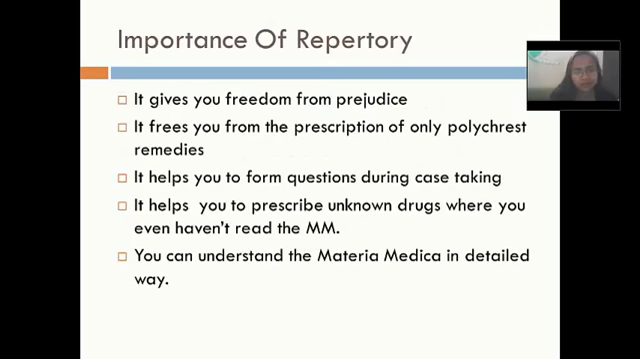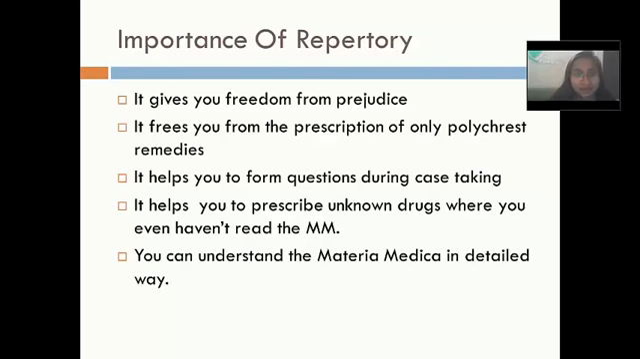So according to me, repertory is very important. So what is the importance of repertory? What are the benefits of it? So first of all, it gives you freedom from prejudice. When you are looking into a repertory for any rubric or symptom, you are going beyond what you know already through materia medica or through your memory. So it just frees you from the prejudice.